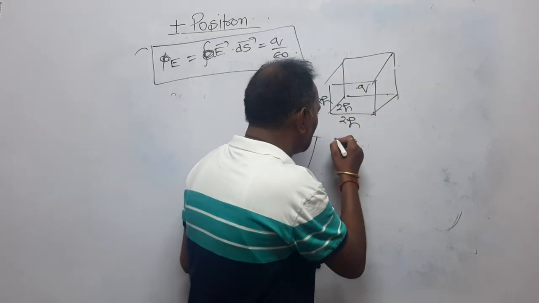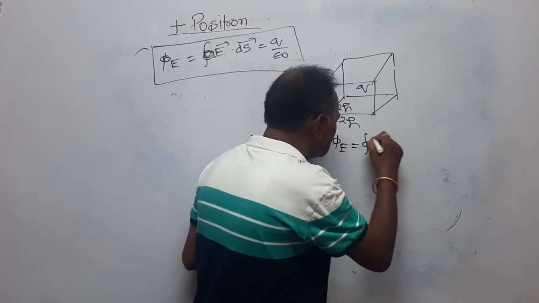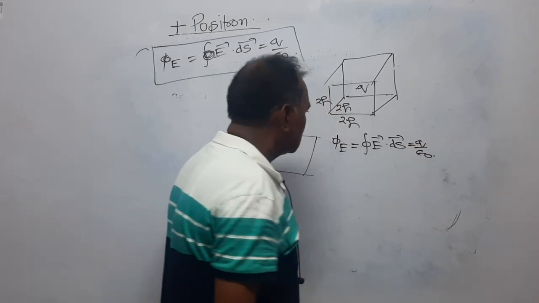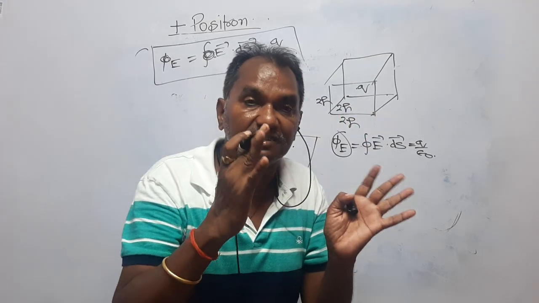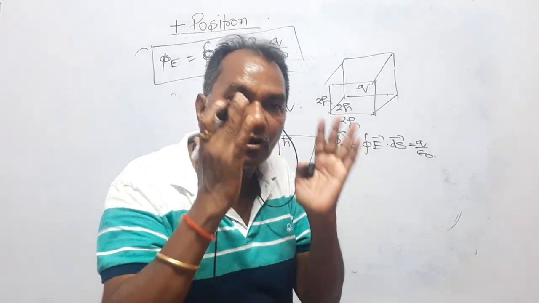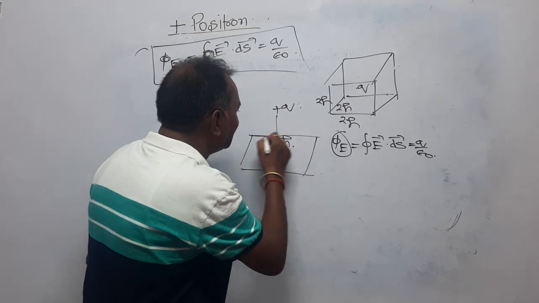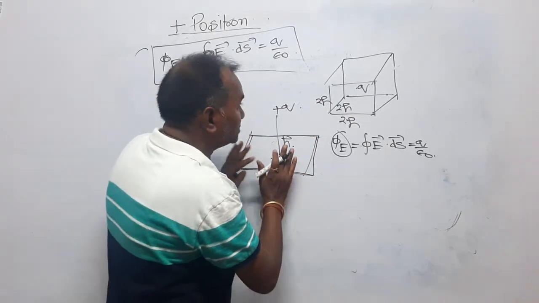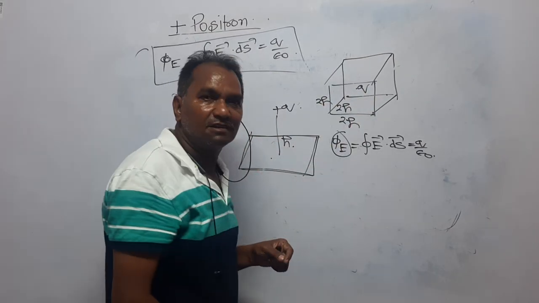Now if you apply the Gauss law, that says phi E is equal to integral E dot ds, and that is equal to q upon epsilon naught. This total flux is associated with all the 6 faces. The total flux associated with all the 6 faces is q upon epsilon naught. But this question is asking for the flux associated with a single face. There is no difference between the two questions. You can solve this question on this basis.